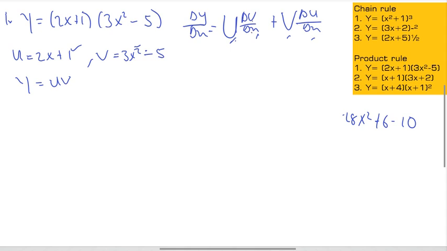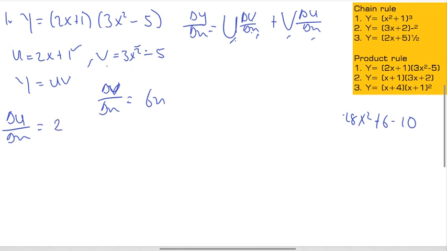dv/dx is basically just differentiating v, right? So dv/dx will be equal to 6x, because the minus 5 does not have a value of x, so it is a constant and it automatically turns to 0. Now let's find du/dx. I'm sorry, my v and u are looking the same. So du/dx will be 2, right?